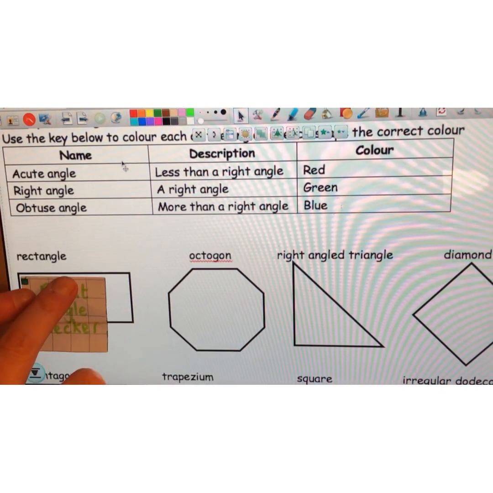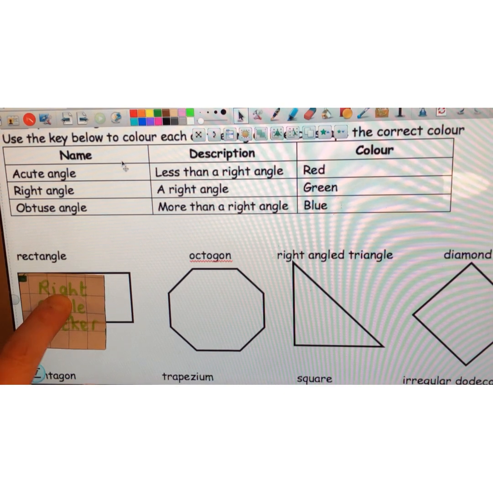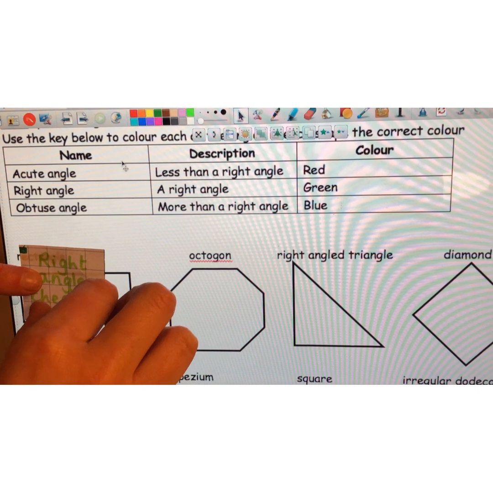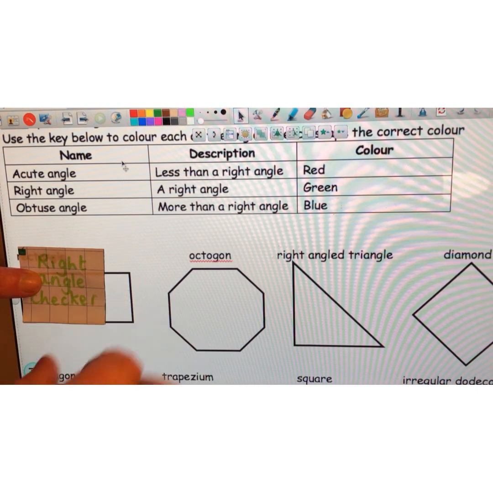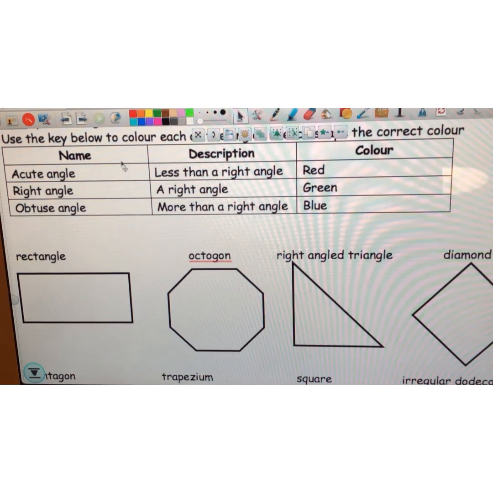I'm then going to go to the next angle. Is it a right angle? Yes, it is. I'm going to colour it in green. And then finally, check the last angle. Is it a right angle? Yes, it is. I'll colour it in green. Then you're ready to move on to the next one.